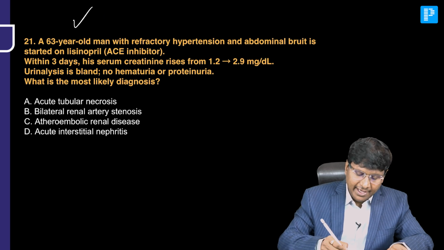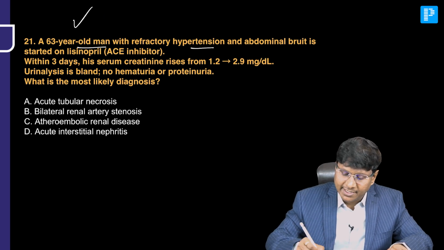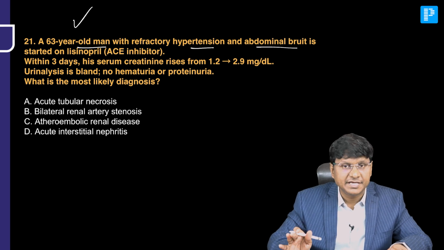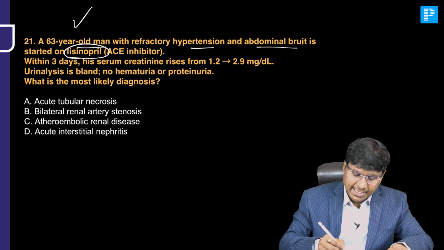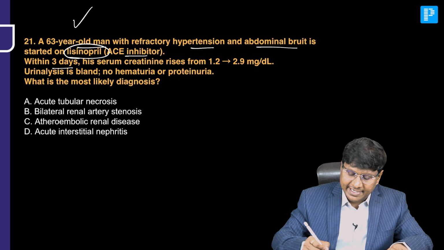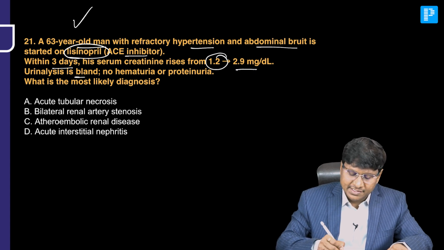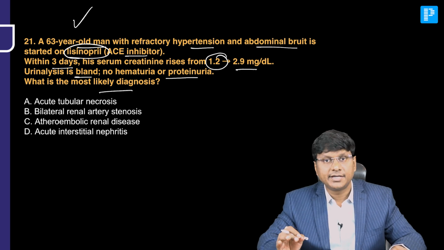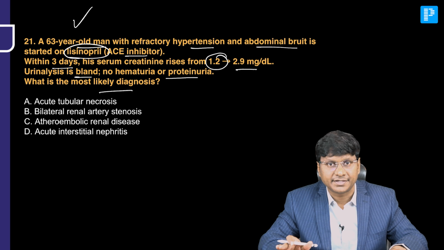Next question. We have a 63-year-old man with refractory hypertension and abdominal bruit is present. And this individual is started on lisinopril, that is an ACE inhibitor. Within 3 days, his serum creatinine has increased from 1.2 to 2.9. Urine analysis is bland, no hematuria or proteinuria. What is the most likely diagnosis? Acute tubular necrosis, bilateral renal artery stenosis, atherosclerotic disease, and acute interstitial nephritis.